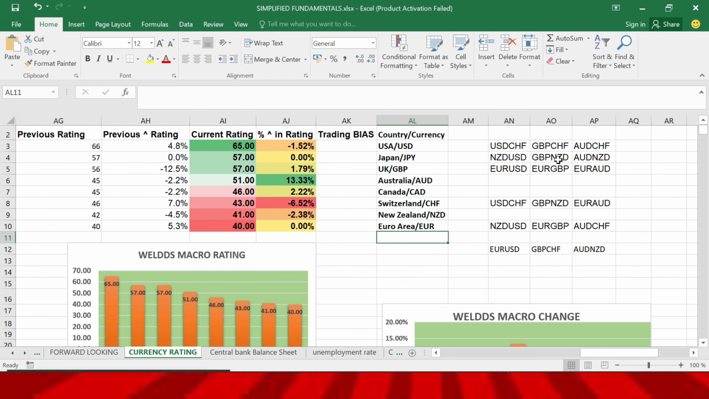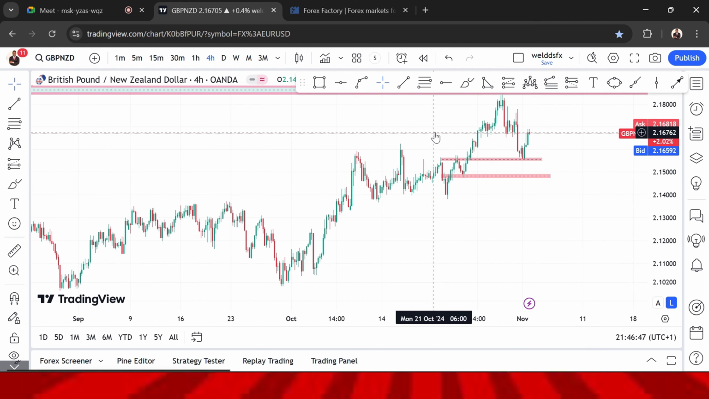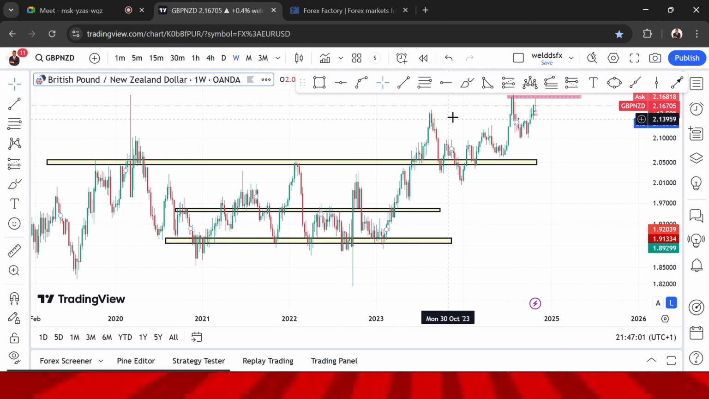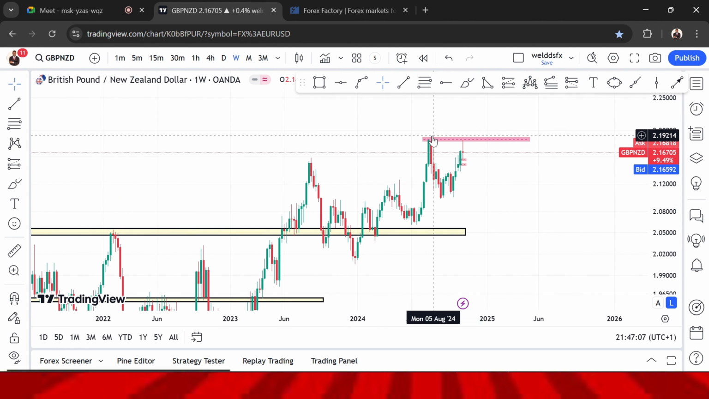Which other one? Are we done? GBP New Zealand dollar. You should look for a buy and buy we are seeing here. I've been buying this currency pair, sha. The weekly, this place, this is a level where the trade went down. It actually gave a double top and pushed back. But it can still go back there and break. Maybe this time it might break it.